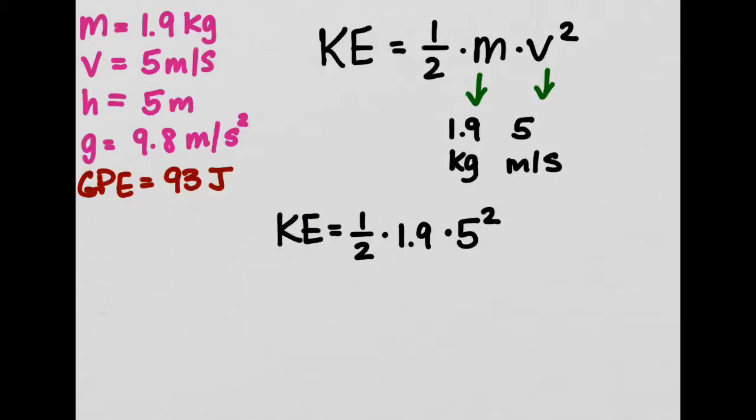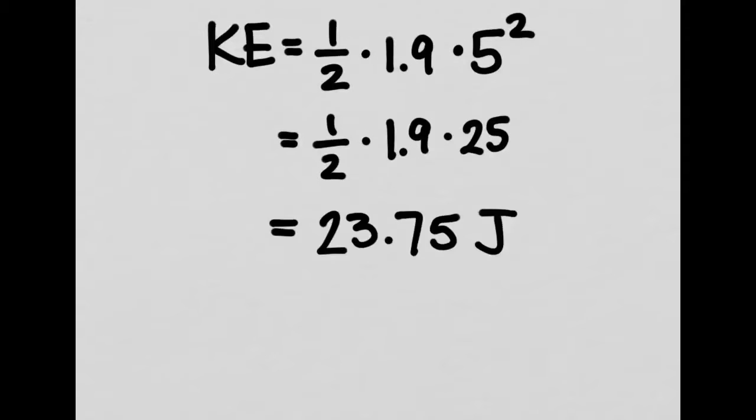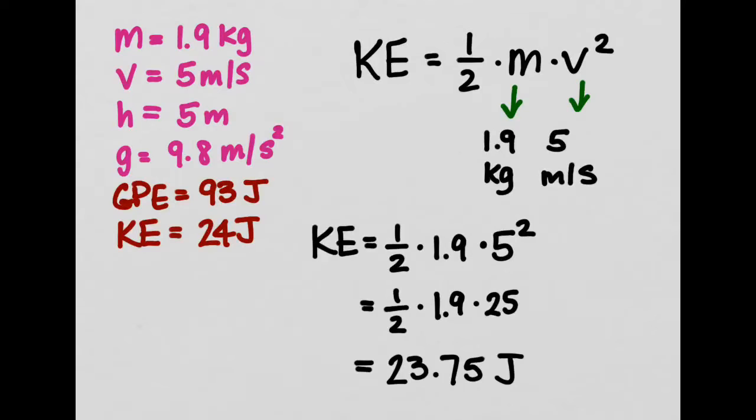Don't forget your order of operations. We always want to make sure we're doing our exponents first. So I know 5 squared is 25, and now I can multiply it by 1.9 and then by 1/2. My final answer is 23.75 joules. And I'm going to go ahead and round that up to 24 joules. I've done my strategy by figuring out what numbers come from the information in the question, my setup by looking at the equation and making sure I've picked the right one, and then I've gotten to my solution by doing the math. But I'm not done yet.